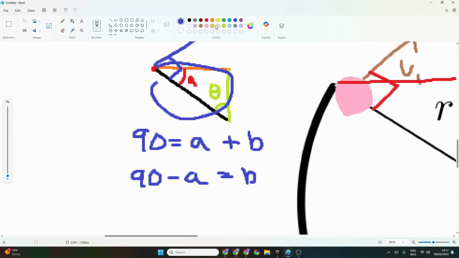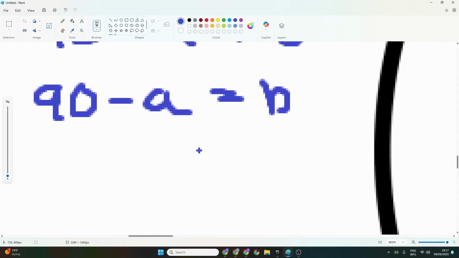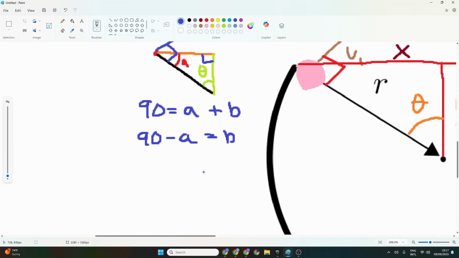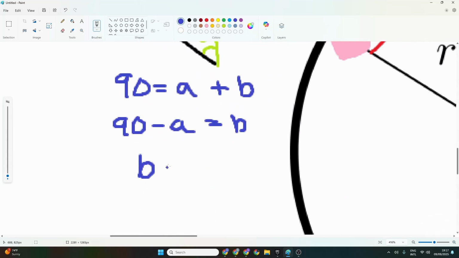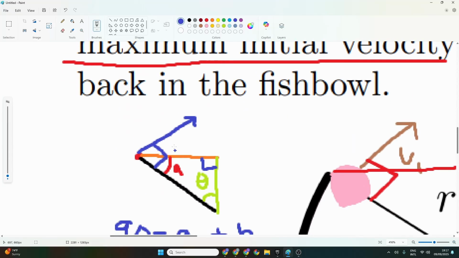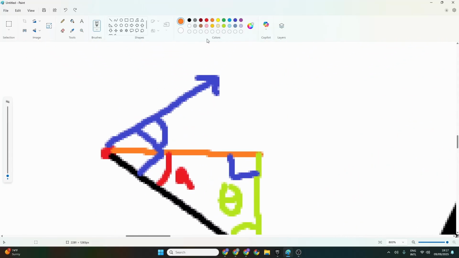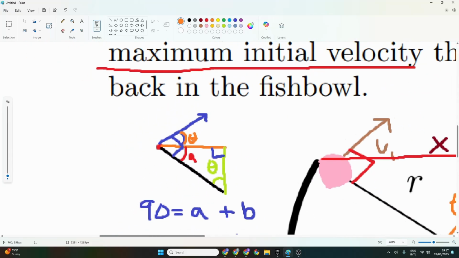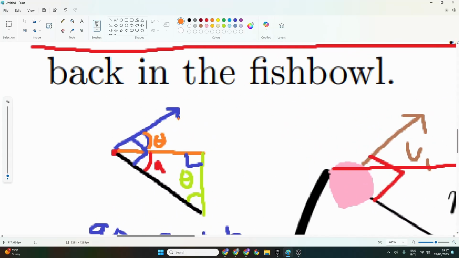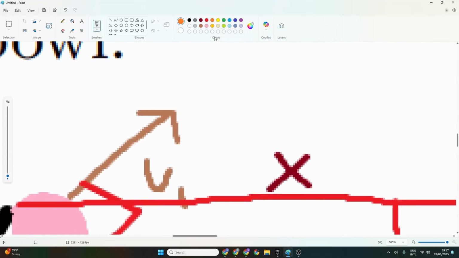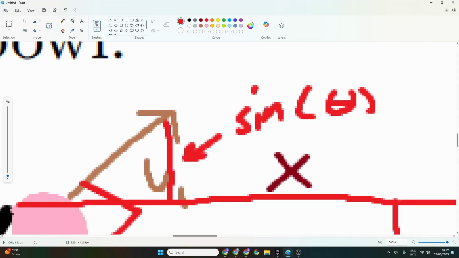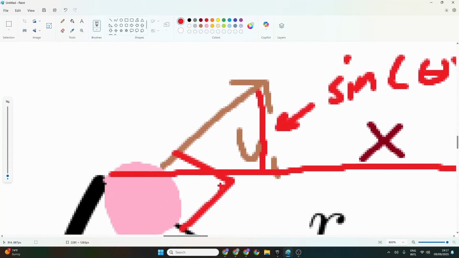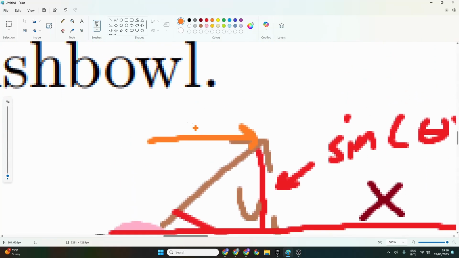Based on this triangle right here, given that this is a right angle, that must be equal to theta. So b must be equal to theta. So b, in this case, is just equal to theta. Right here, this theta. What does that mean? Well, that means the vertical component of this is going to be sine theta v1, and the horizontal component is going to be cosine theta v1.